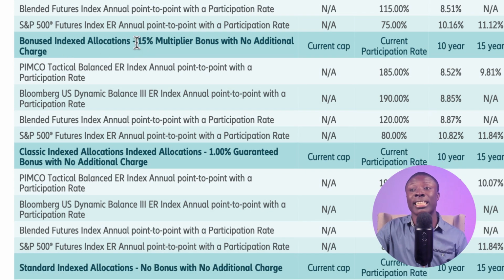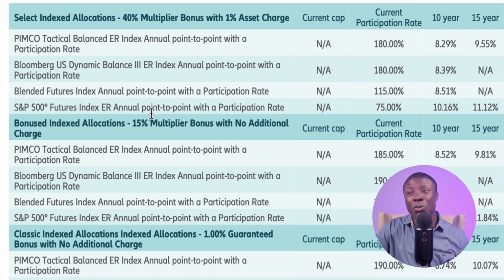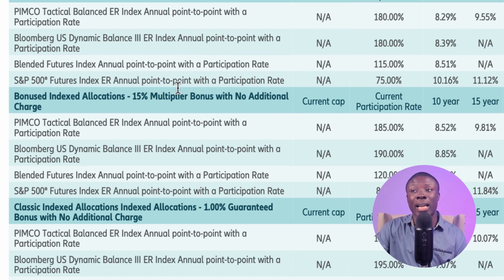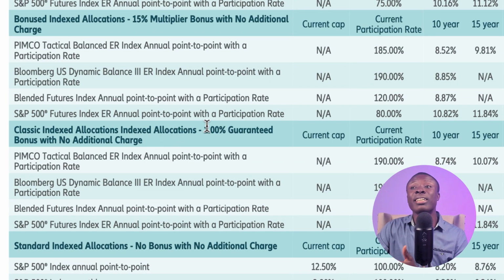They are almost similar, but the difference here is this one gives you a 15% multiplier, but there's no charge. So if you want to gamble a little bit, then you pay 1% for a 40%. But bear in mind that if the index returns 0, you will still pay the 1% asset charge. Very, very important. But this one gives you a 15% multiplier, but no extra charge for that. This group will, instead of giving you the 15% multiplier of whatever the index return, guarantee a 1%. So regardless of whatever happens in the market, you will get a 1% guaranteed bonus. So that's also quite an interesting option.